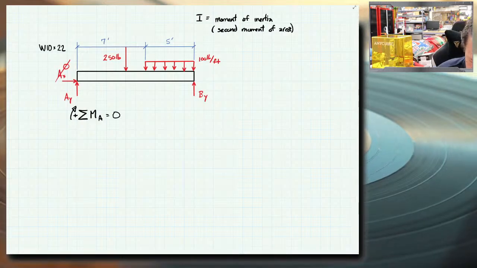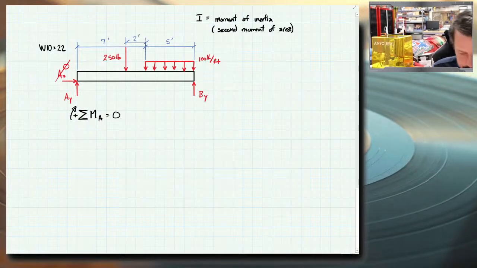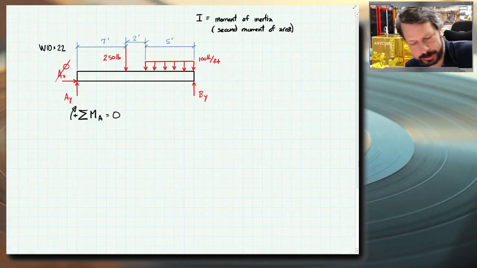All right, so I've got 250 pounds times, oh, I left off one dimension. Let's add it in real quick. Put that one in there, and that one's 2 feet. So that 7 should have actually gone only to that first mark, right there. Kind of a weird arrangement of dimensions, but that's what we ended up with.